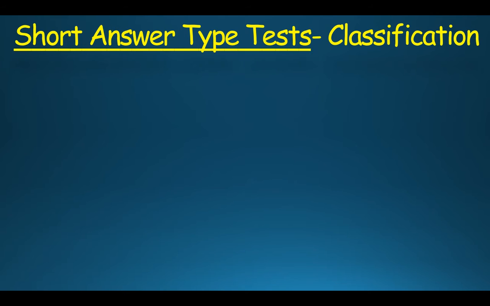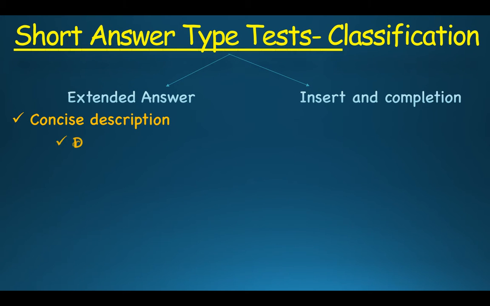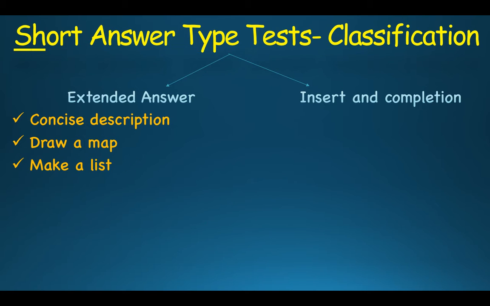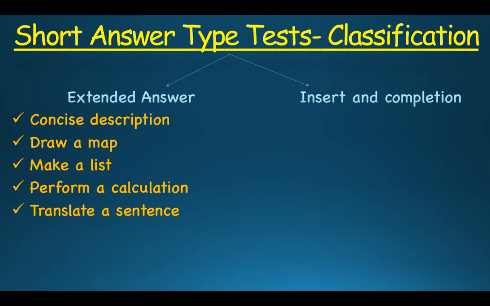And then after this, there is the classification of the short answer type questions. As far as these questions are concerned, they have been broadly classified into two categories. One is the extended answers, and another is the insert and completion type questions. The extended answer includes questions which require the students to write a concise description, to draw a map, to make a list of any items, or to perform any calculation, to translate a sentence, or to write down a definition or the formula of anything.